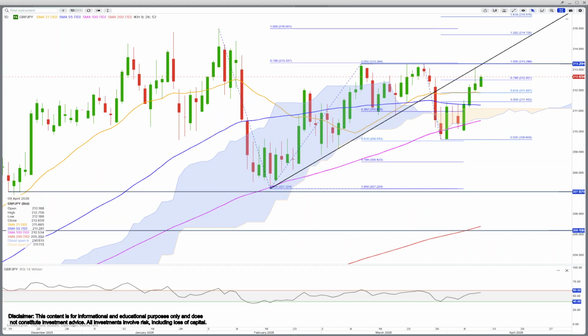The sterling yen spiked also to its rising trend line, got rejected just below the key strong resistance at 213.30. That is the key resistance. I think it will test it within the next few days. Will it break it? That will be key. If it does, well, then we are looking towards 215.